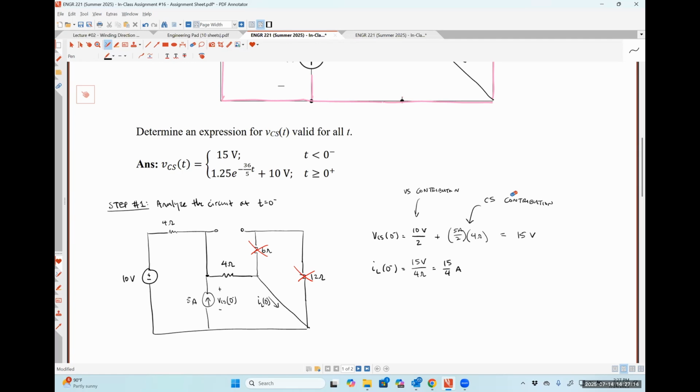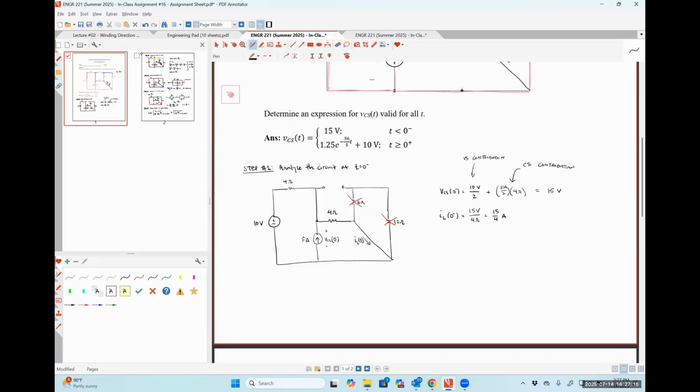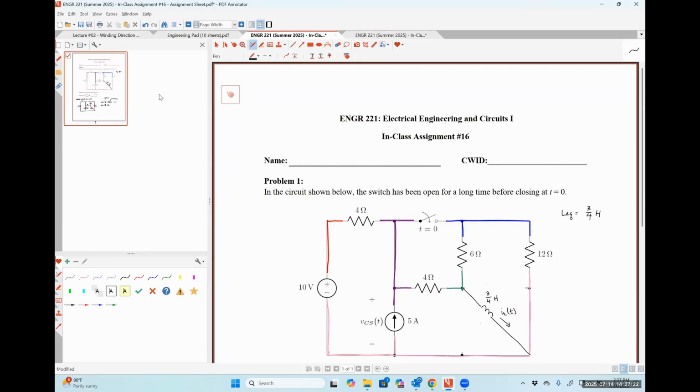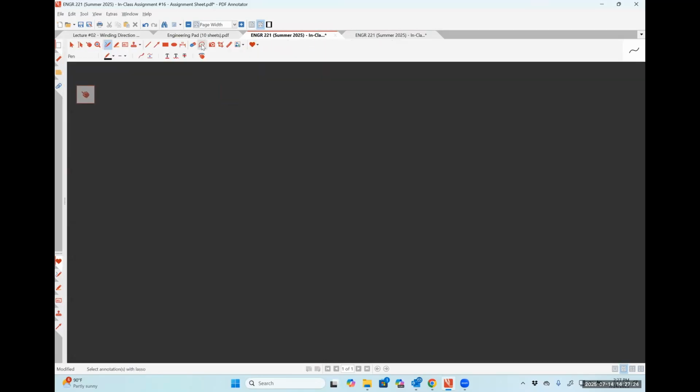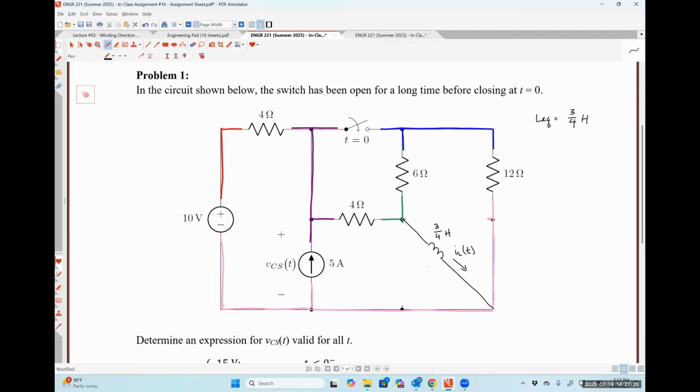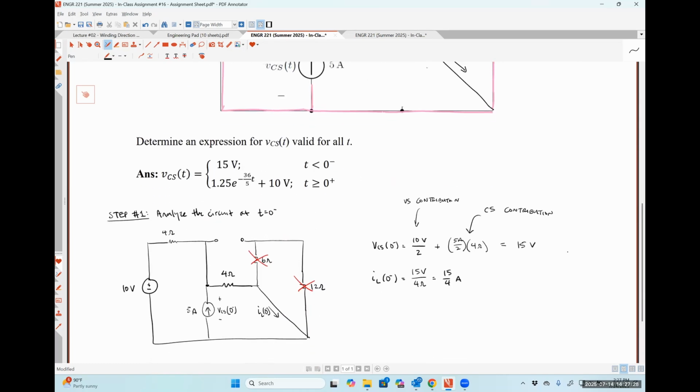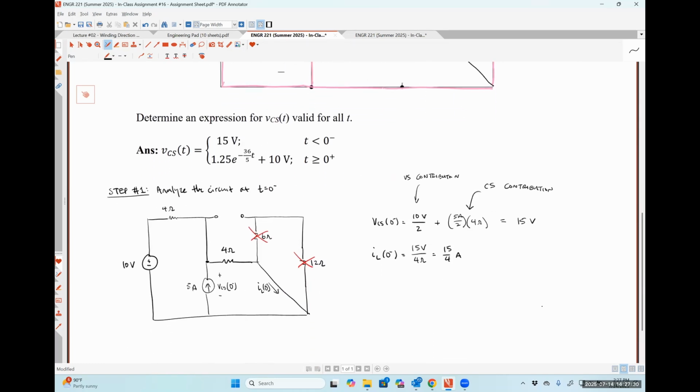I'm going to delete the second page of this thing so that we can actually work this stuff out in a moment. Does anybody have any questions about the analysis I did, I guess, last quarter for t is equal to 0 minus? Where did the 10/2 come from?